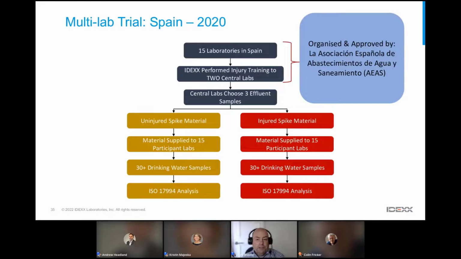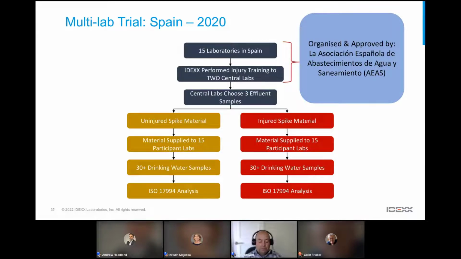Moving on to 2020, I'd like to discuss a lab trial that was performed in Spain. And this particular trial is probably one that I'm most proud of in my tenure at IDEXX. The reason for that is that it was probably the largest trial we ever undertook. It was involving 15 laboratories, all geographically located all over Spain.